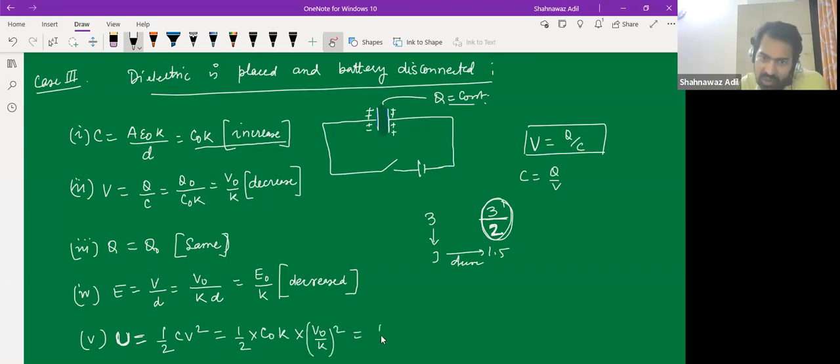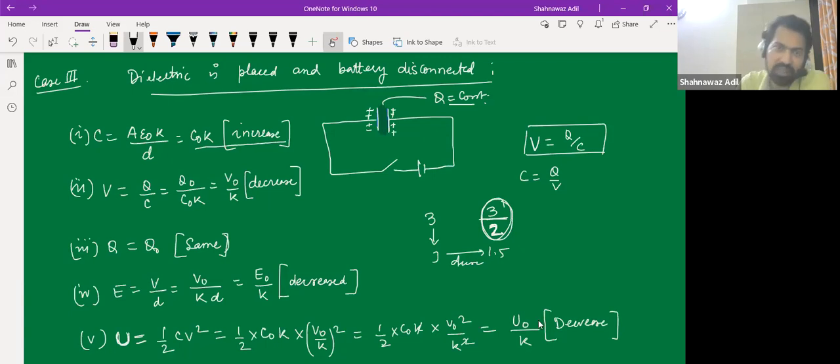So this is how much? Half C naught K and then V naught square by K square. So this is cancelled and we have half C naught V naught square. So that is U naught by K. So this is decreased by this factor, right? By 1 by K factor.